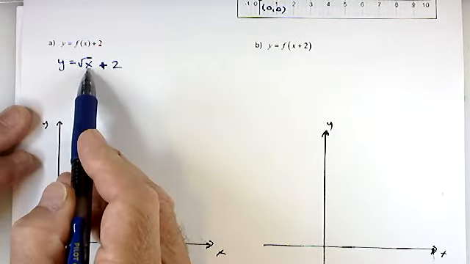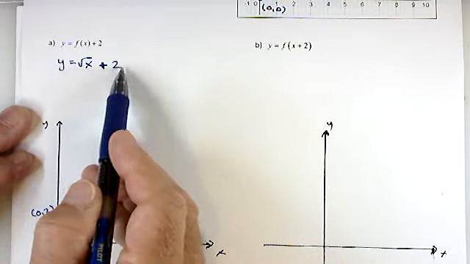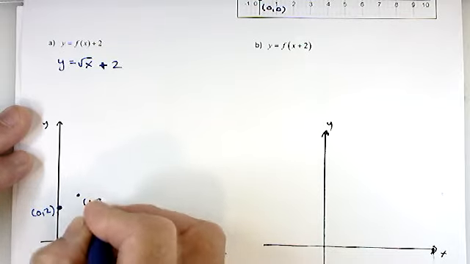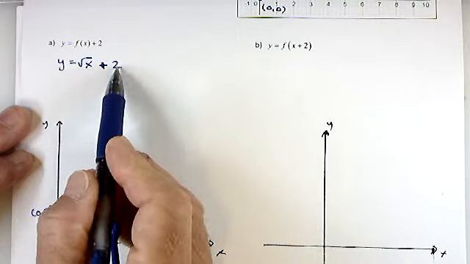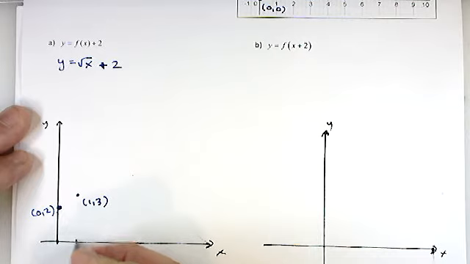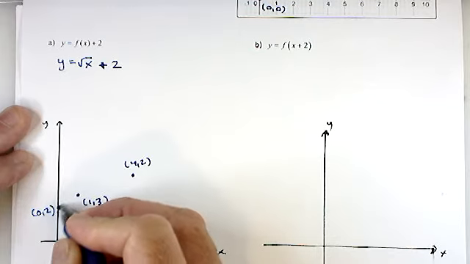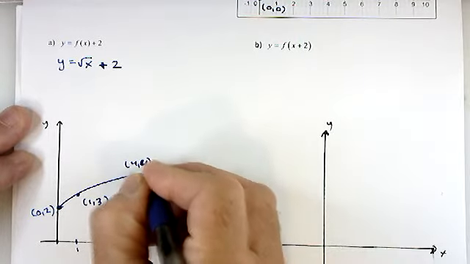The next nice number we saw to plug into the square root function is 1. That's going to give me 1, square root of 1, plus 2 is 3. So I know my function is going to pass through 1, 3. If I plug in 4, that's going to be 2 plus 2, which is 4 as well. So it's going to pass through 4, 4. And we start to see what this graph is doing.